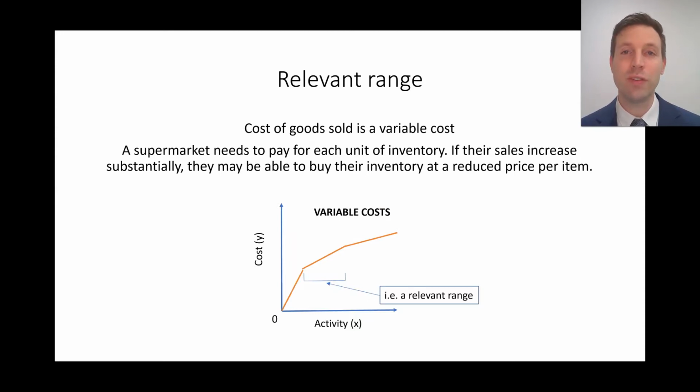The relevant range for variable costs can also lead to variable costs changing their behavior. You may have heard of the term economies of scale. As you produce more, the cost per unit can decrease. So this can happen for our variable costs as well. As a supermarket is buying inventory, if they're purchasing more and more inventory and their activity level is going up, they may get discounts on their purchases, so the actual variable cost per unit may decrease and the behavior may change as you exit the relevant range.